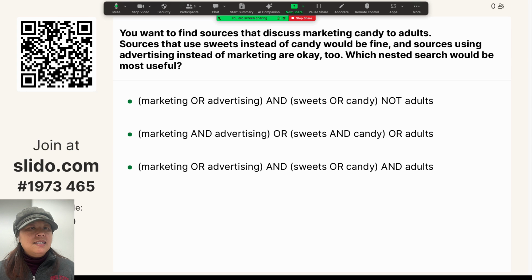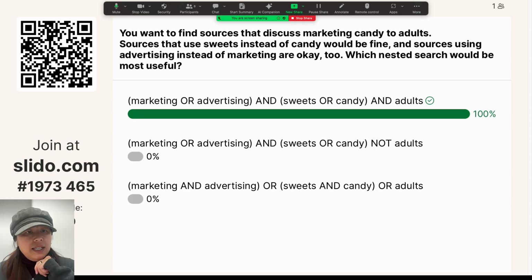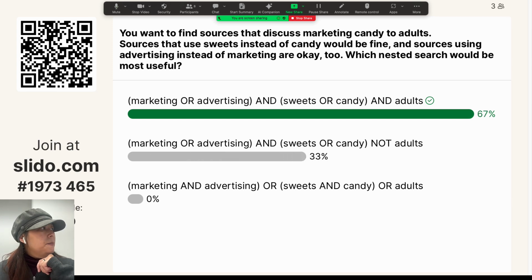You want to find sources that discuss marketing candy to adults. Sources that use sweets instead of candy would be fine, and sources that use advertising instead of marketing are okay too. Which nested search would be most useful? Now we've got nested Booleans. I find it's easier to physically draw my circles and put the synonyms in each of the circles, and then you can do the nested Boolean. It's pretty easy. Nice, everybody. Really good job.